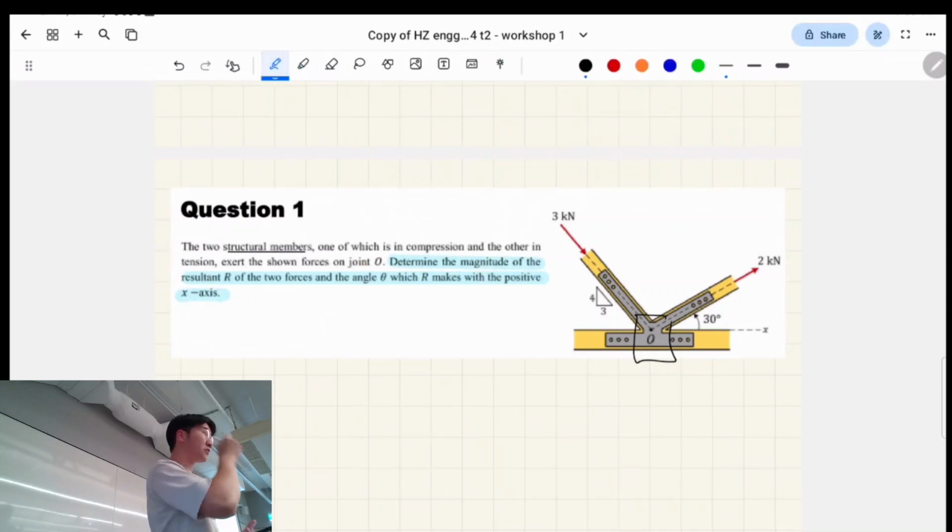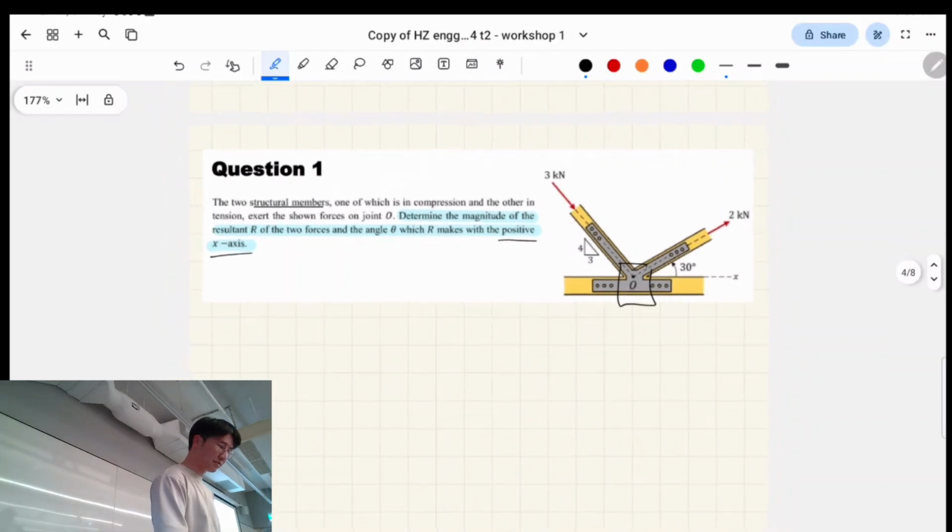Okay, so if you recall what I was talking about just before the break, it's to do with grouping together these forces and what angle that makes with some sort of axes. In this case, it's the positive x-axis. That's what we're going to be doing. So what does this look like?